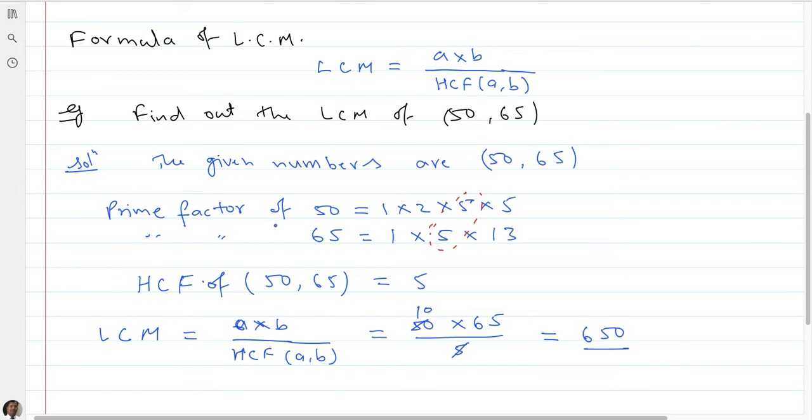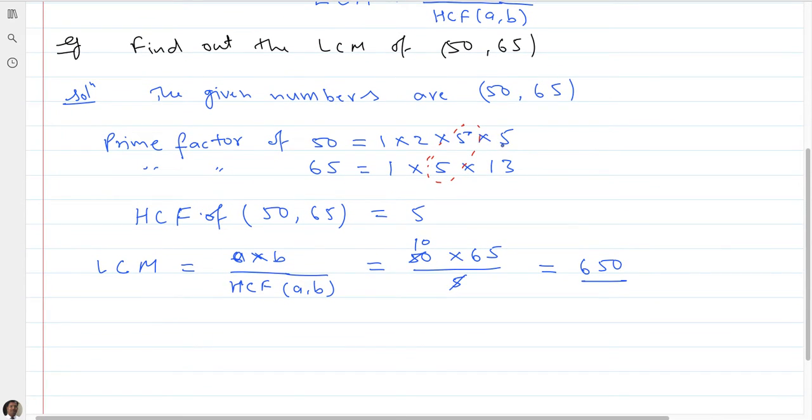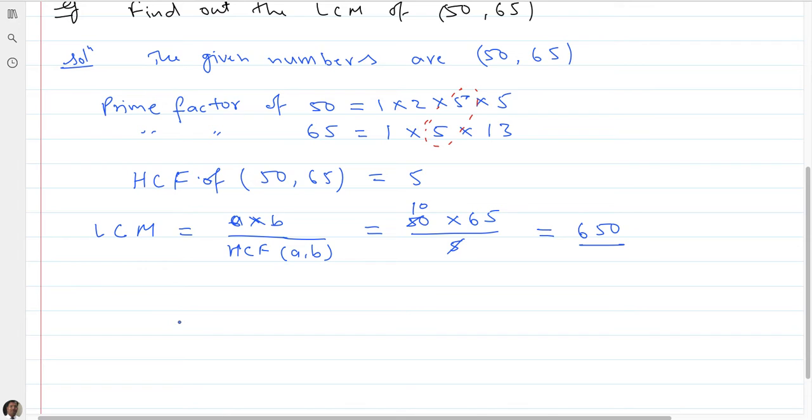One method is this, by applying the formula, and another method is also there, prime factorization, to find out the prime factors. I'll write it here: by finding out the prime common. Two numbers are given. I will write here method 2. Just write down these two numbers, 50 and 65. Okay, we will solve this.